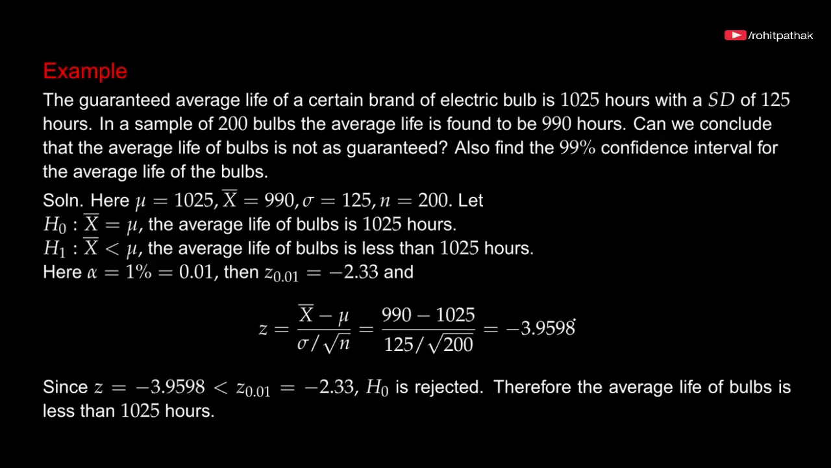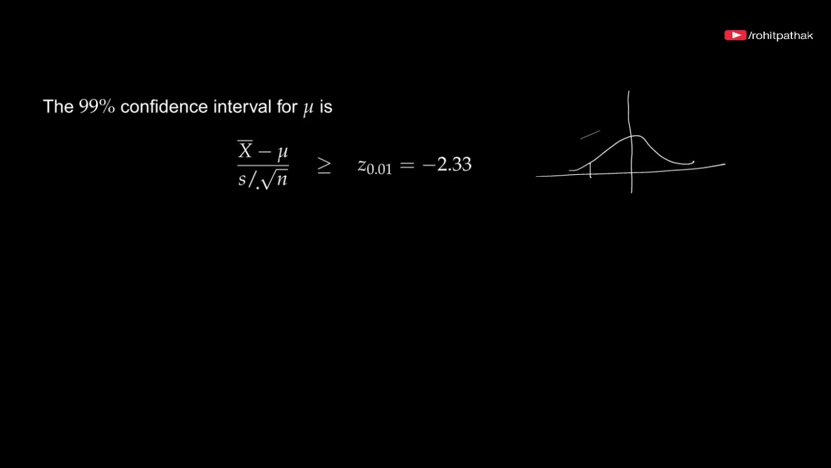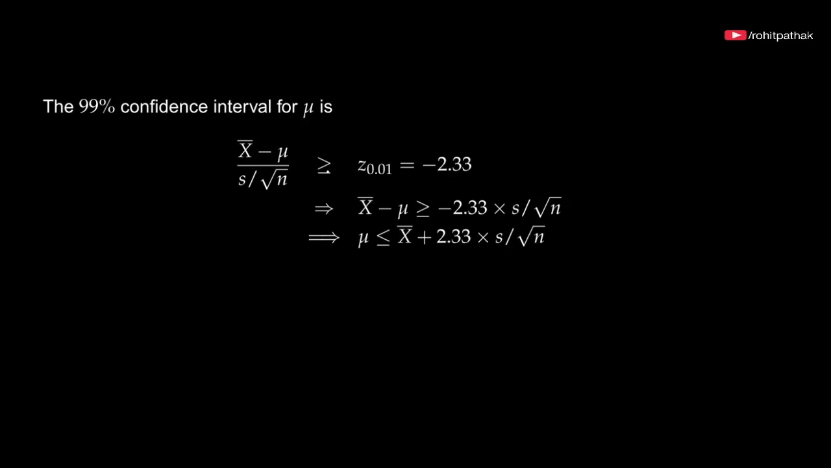Now what should be the guaranteed life of the electric bulbs if it was not 1025 hours? To find this, we find the 99% confidence interval for mu using this formula. For the hypothesis H0 to be accepted, we must have this computed value of Z greater than minus 2.33. So we must have Z greater than Z alpha, that means minus 2.33, for H0 to be accepted. So using this, we find x bar minus mu greater than or equal to minus 2.33 into s upon root n. On solving, we find that mu must be less than or equal to 1010.6.